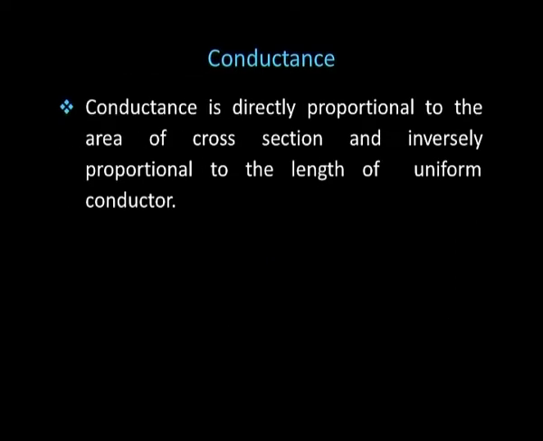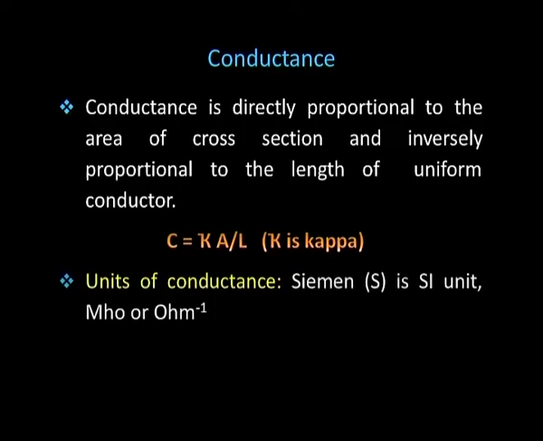Conductance is directly proportional to the area of cross section and inversely proportional to the length of a uniform conductor. We define it as C is equal to kappa A by L. This kappa is known as kappa. For the unit of conductance in SI, we use Siemens, which is written as capital S, or we write it as mho, M-H-O, or ohm inverse.